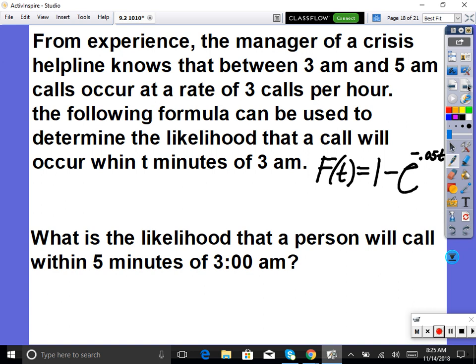Is that hard? No, it is not. So you would say 1 minus e raised to the negative 0.05, and then it said the time of 5. Oh wait, is it the time of 5? Yeah. And you would literally calculate it. That is not hard at all. Do you want to calculate it and see what it comes out to be?